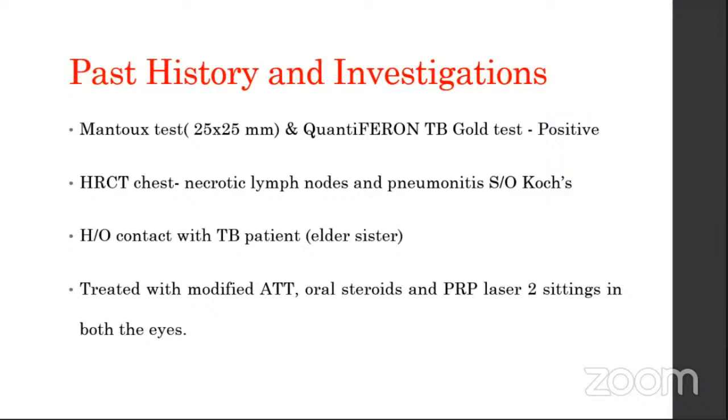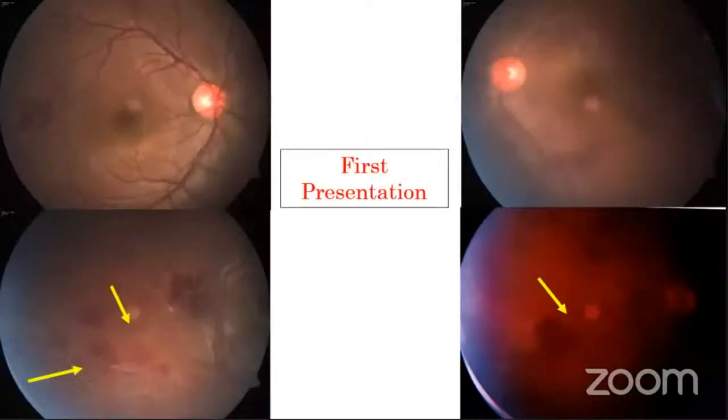So he was given modified ATT because he developed toxicity to isoniazid, liver toxicity. So he was put on modified ATT. This was his first presentation. This photograph was sent by a local ophthalmologist. His right eye showed periphlebitis with multiple hemorrhages, and in the left eye he presented with vitreous hemorrhage.